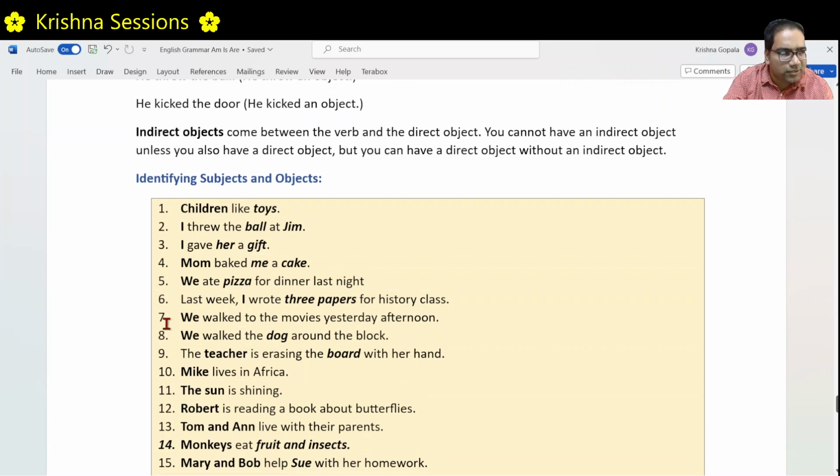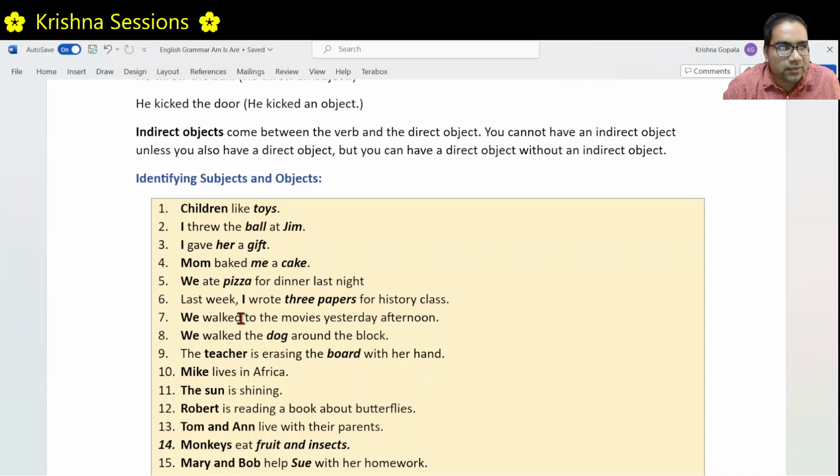Here, look into this sentence. We walked to the movies yesterday afternoon. We is the subject. Who walked? We walked. Right? Subject is clear. But here, we walked to the movies. You can say there is no direct object here. This is different. Children like toys is different from we walk to the movies. Please closely observe. There is no direct object here.